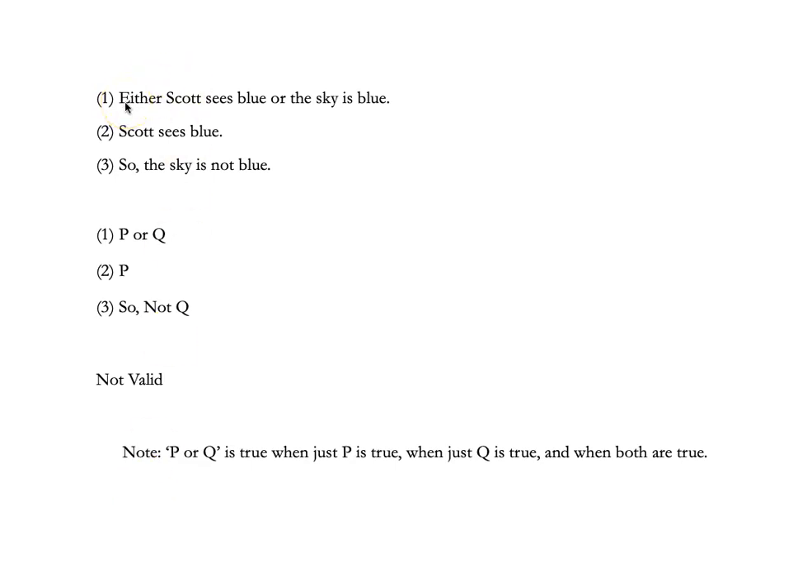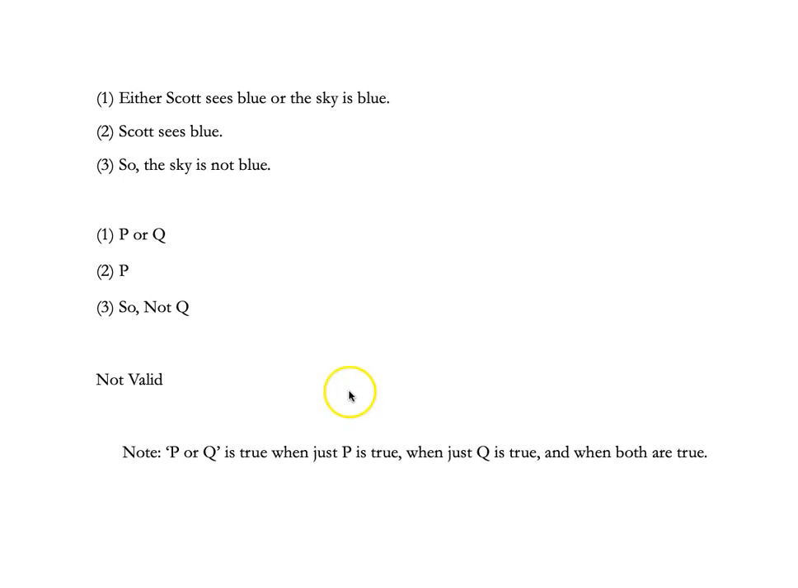Here's an argument. Either Scott sees blue or the sky is blue. Scott sees blue, so the sky is not blue. And it's got this form: P or Q, where "or" is an operator here, P, so it's not the case that Q. Sometimes people think, oh, well, it's one or the other, it's this one, so it's not the other one. And that's not how we're going to be using "or".